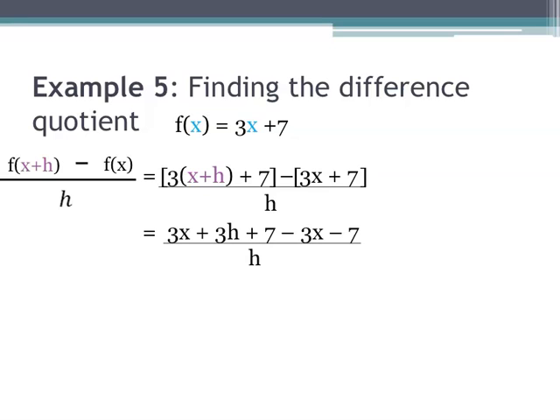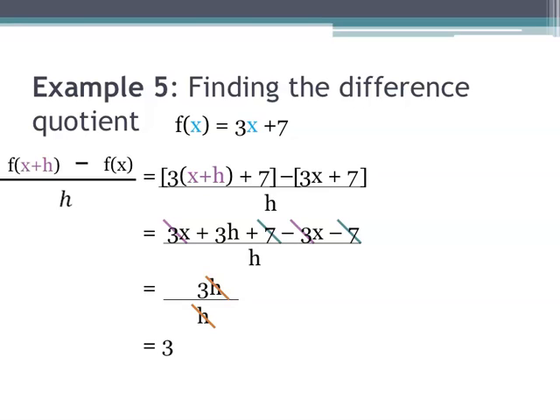Let's see what cancels out. We end up with the 3x and the minus 3x canceling, the 7 and the minus 7 canceling. So you're left with 3h over h. And actually the h's cancel here, which leaves you with 3. So what this means is that the difference quotient tells you that the slope of this particular function is going to be 3, no matter where you are.